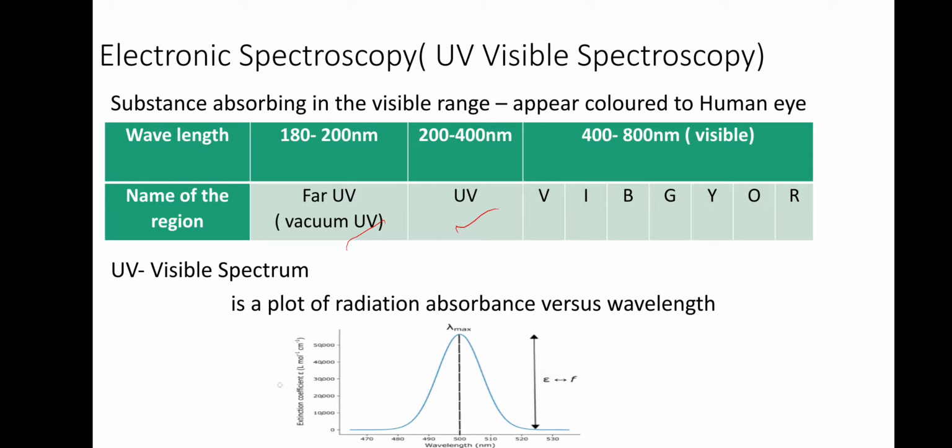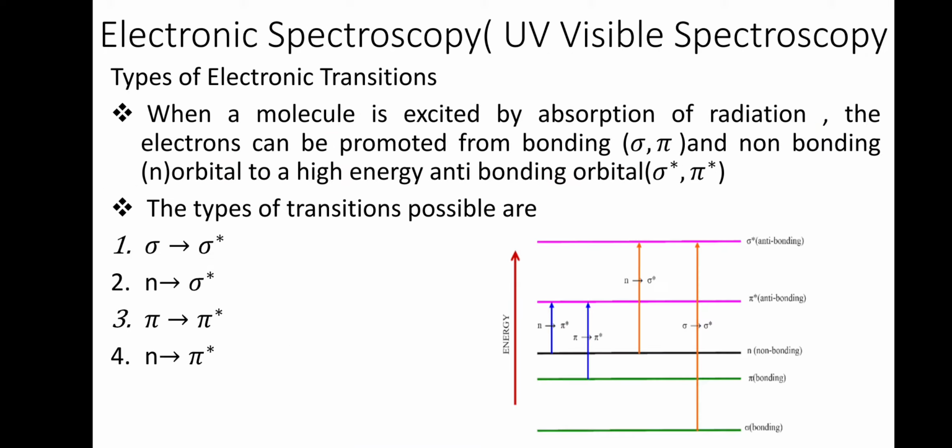Then the spectrum is absorbance by wavelength. This you have all seen. Then types of transitions. When an EMR radiation interacts with a molecule, changes occur in the electronic energy level. So depending upon the type of electron, there can be different types of transition: sigma to sigma star, n to sigma star, pi to pi star, and n to pi star. We have seen these transitions in detail.